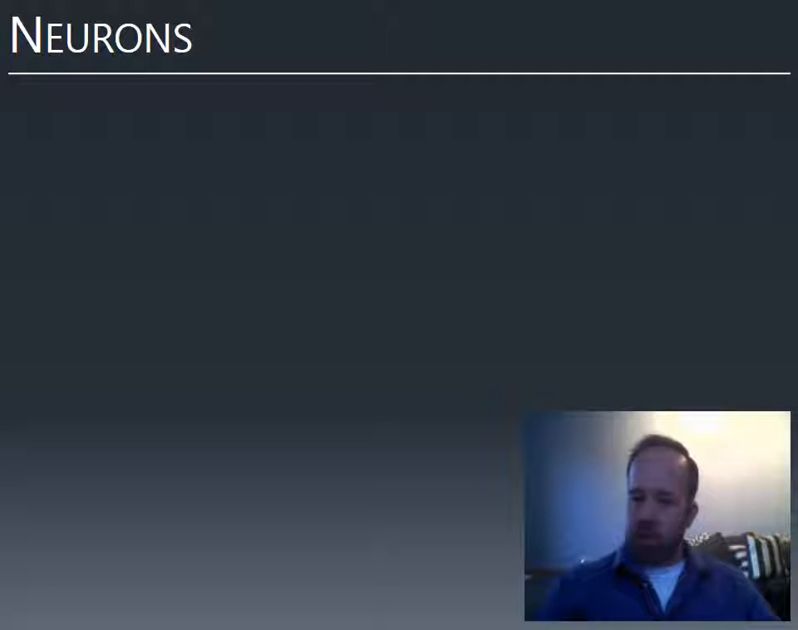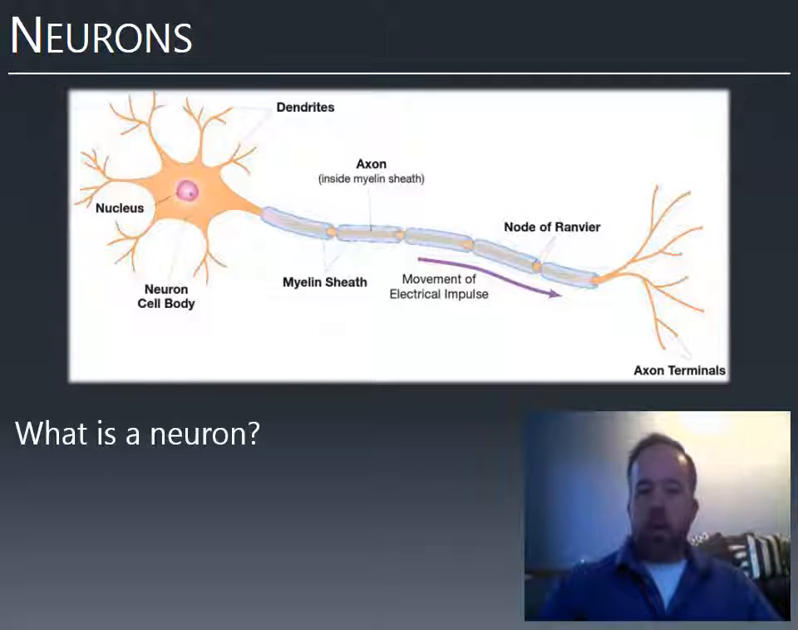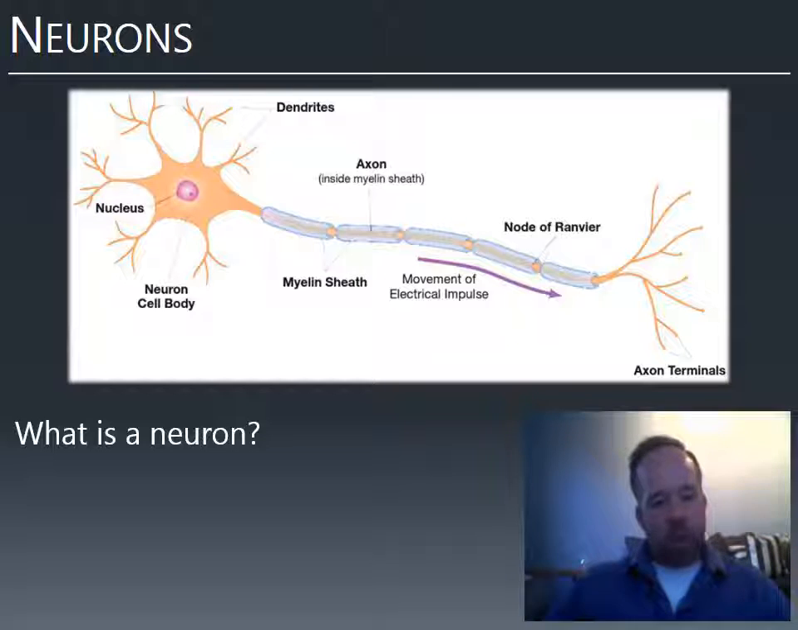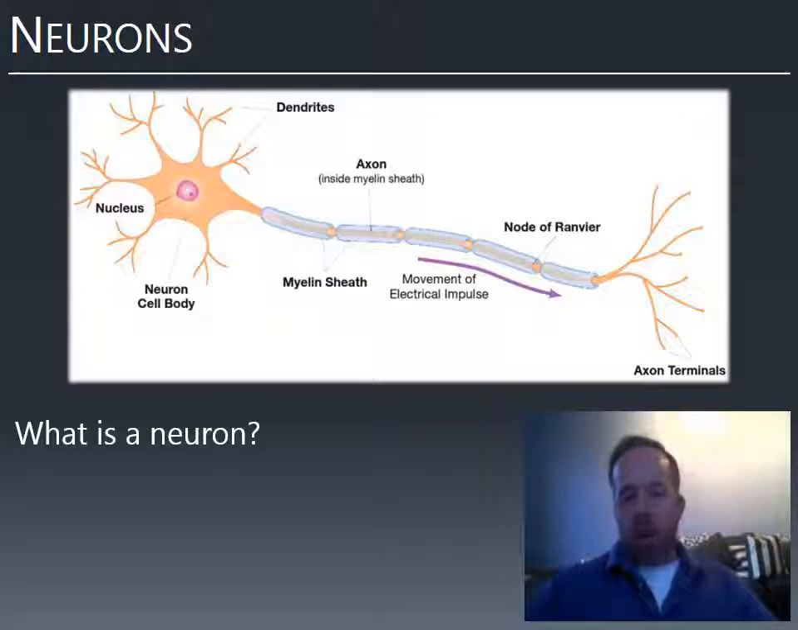So basics, we'll talk about neurons. So first off, what is a neuron? Well, a neuron's a brain cell. And so we see a diagram of it here at the top. And so it's really quite small. The size of a neuron can vary from one type of neuron to another, but they're microscopic for the most part. They tend to be about a millimeter, give or take.